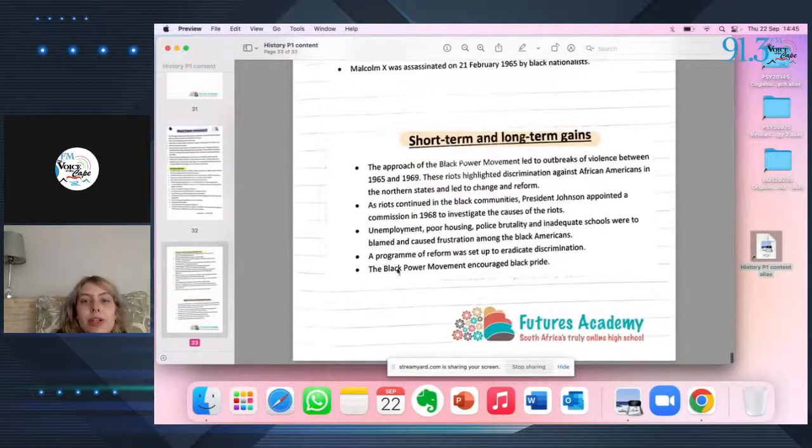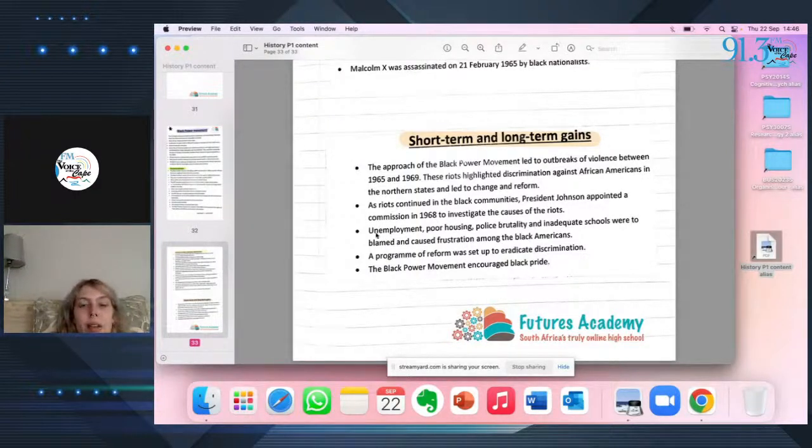Okay, and then the short and long-term gains of the Black Power movement. So the approach of the Black Power movement led to outbreaks of violence between 1965 and 1969, so this is the main period. These riots highlighted the discrimination that African Americans faced in the northern states, and this led to change and reform. As these riots continued in the Black communities, President Johnson appointed a commission in 1968 to investigate the causes of the riots.